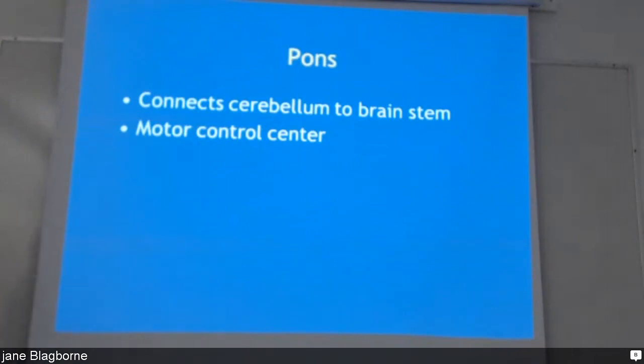So the pons connects the cerebellum to the brainstem, and it's the motor control center. Again, the brainstem and these areas are so important because without your motor control, you'd have an inability to do walking or standing or anything. If there's any damage to these areas, you definitely have a lot of problems.